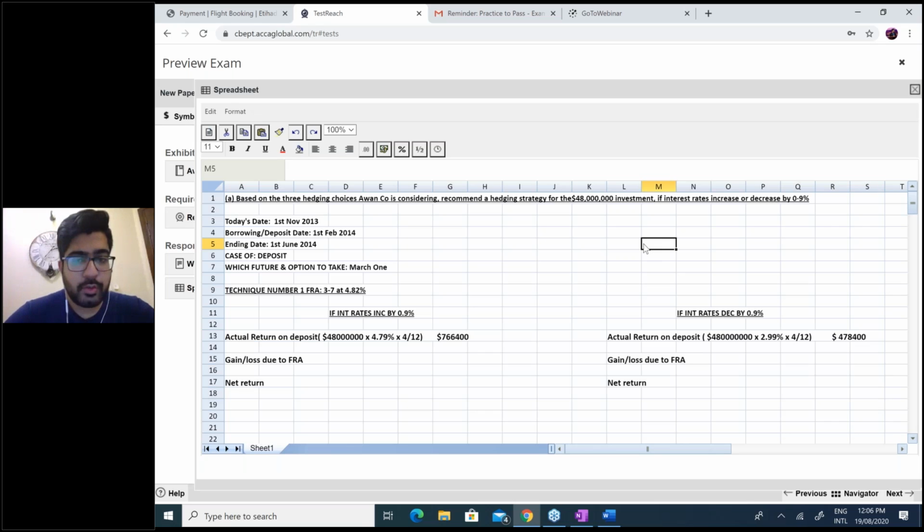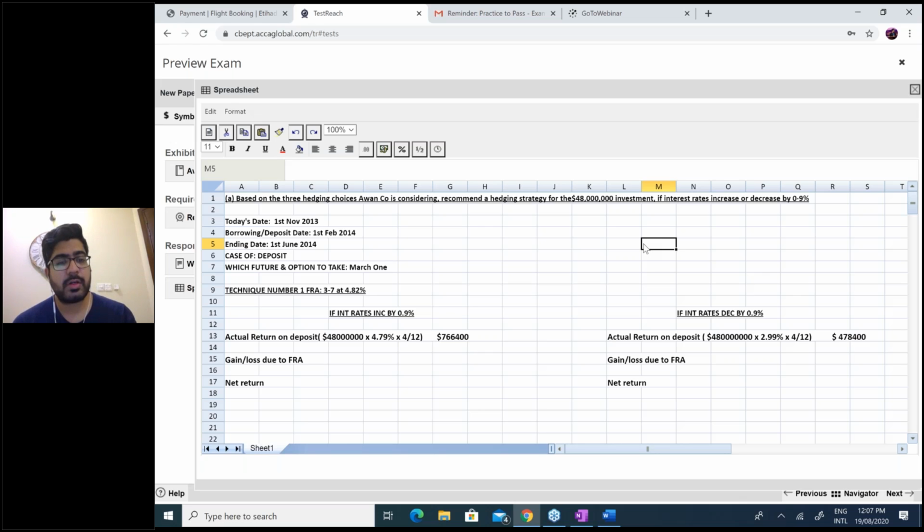Okay, so I need to recommend a strategy in case interest rates increase or decrease. So I have to make 2 columns, an interest rates increase column as well as a decrease column. The format I've told you: it's actual return on deposit and gain loss due to FRA, net return. If it's a borrowing case, then actual cost of borrowing, gain loss due to FRA, net cost.